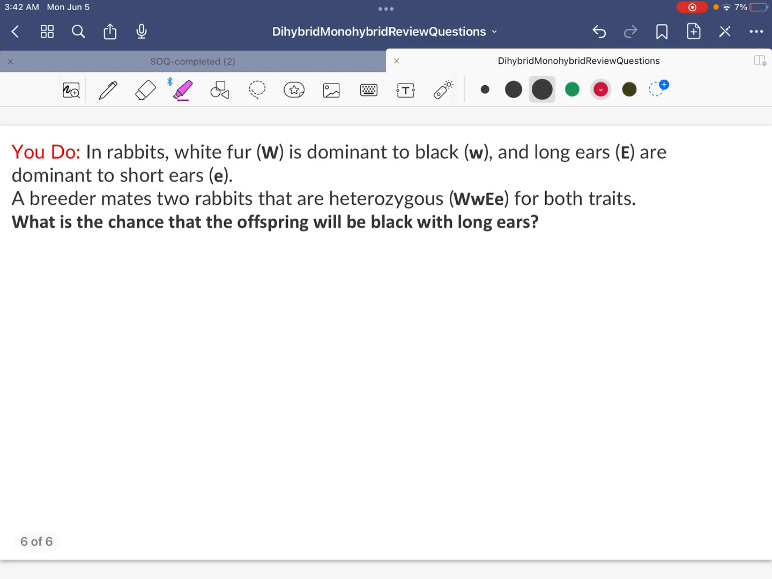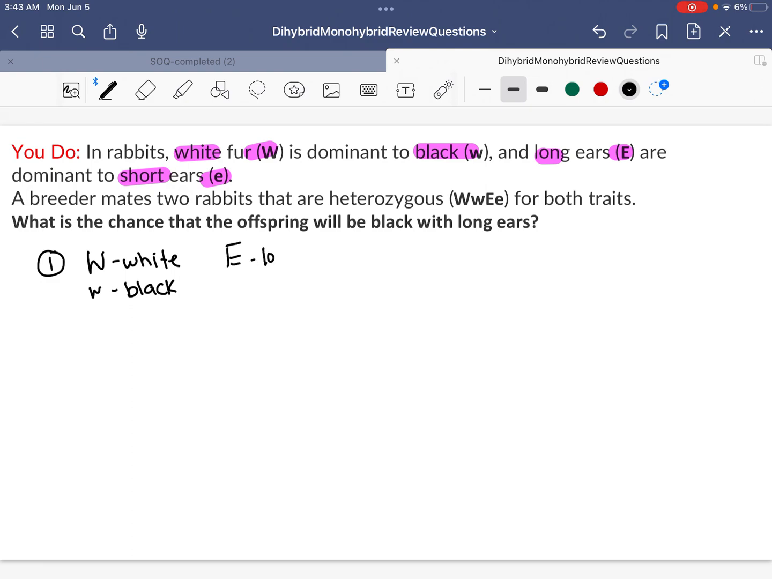So in rabbits, the dominant trait is white fur and black fur is recessive. Long ears is capital or dominant. Short ears is recessive. So we know the dominant is white, the recessive is black. We have long ears, and then we have short ears. The breeder makes 2 rabbits that are heterozygous, so it tells us our parents right off of the bat. So both of our parents are heterozygous.